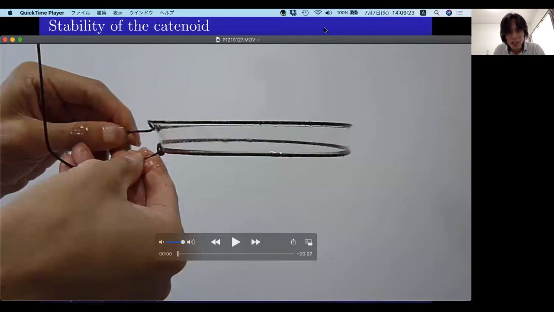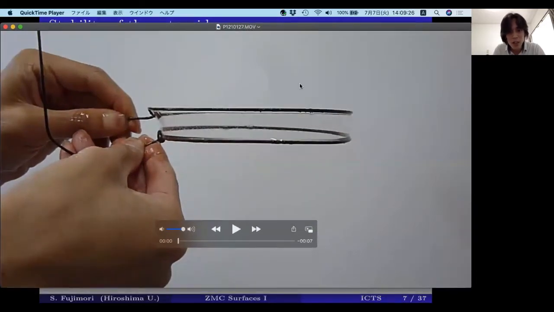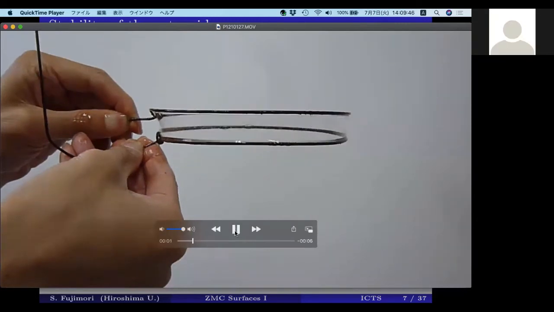Can you see the video? Now yes. We have, okay, thank you. This thin catenoid here. Maybe this is hard to see, but there's a soap film between two wire circles. And we can see it clearly. Thank you.